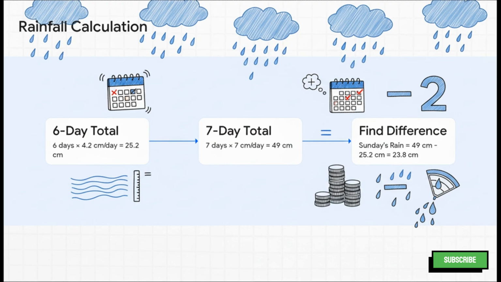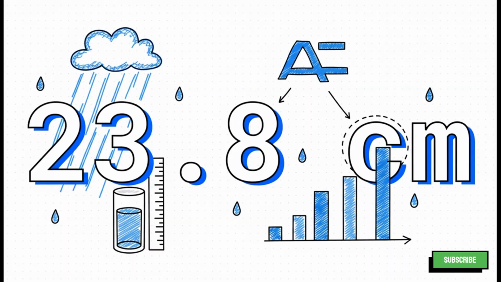Step 2, we do the same thing for the full 7-day week with the new average. Now the only difference between those two totals is the rain that fell on Sunday. So for step 3, we just subtract the first number from the second, and that gives us our answer. And what we find is, wow, a staggering 23.8 centimeters of rain fell on that one Sunday. That makes the answer option B.